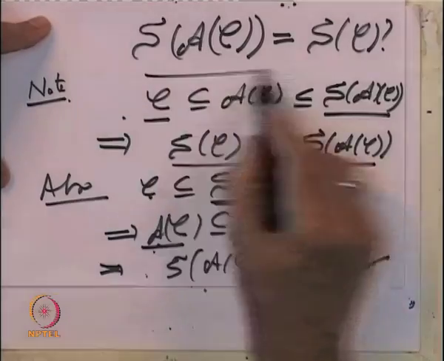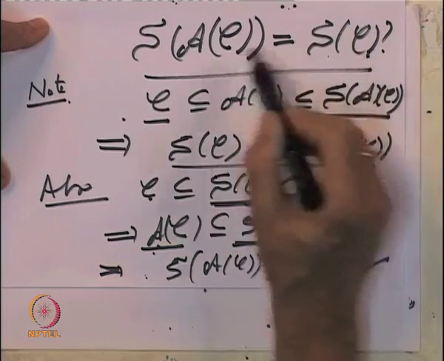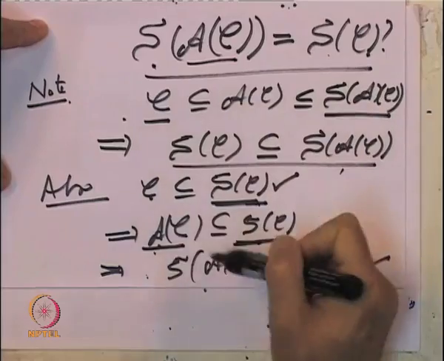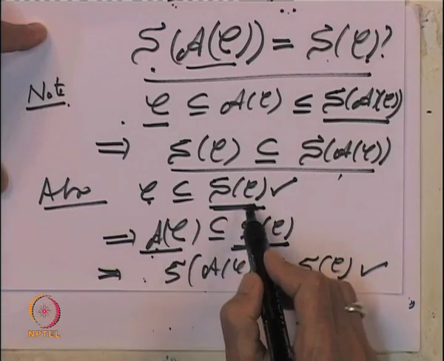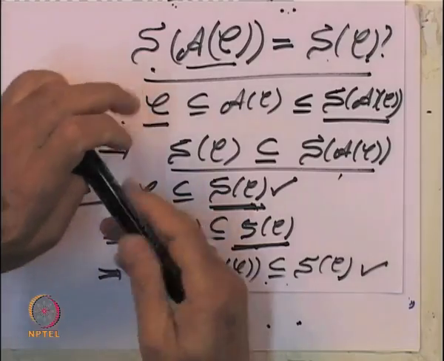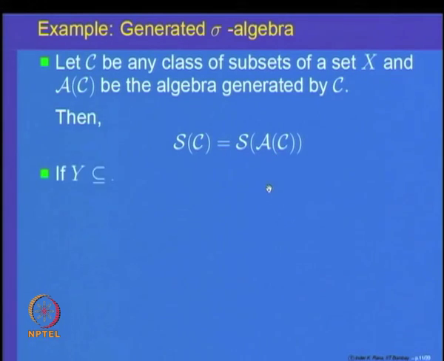So, these two together imply that the sigma algebra generated by any collection C is the same as: you can first generate the algebra and then generate the sigma algebra. It does not matter, both are the same. And the proof illustrates the use of this technique again and again. If C is inside something and that something is an algebra, then the algebra generated comes inside, and so on. So, these are going to be techniques which are going to be used again and again in our course of lectures. So, this is one observation, that the sigma algebra generated by any collection C is also the sigma algebra generated by the algebra generated by that collection.